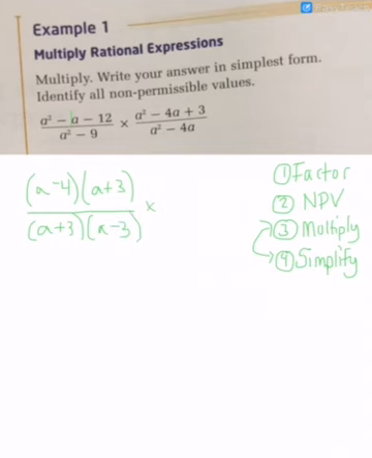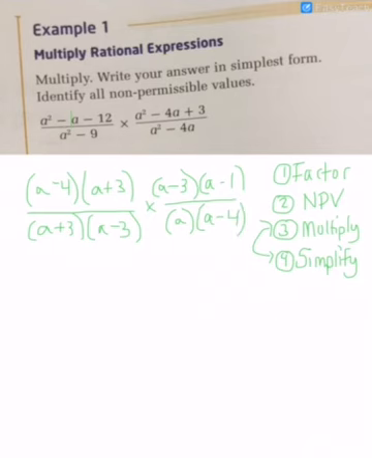Again, factor everything first. For the next one, I'm looking for two numbers that add to get to -4 and multiply to get to +3. So that would be a minus 3 and a minus 1. And then on the bottom, I noticed that there's an a that's common, so I could divide out an a, and then I'm left with a minus 4.